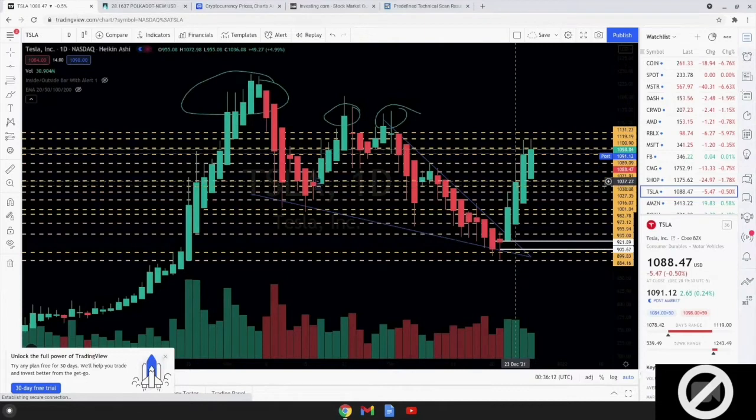And then you see here, this is where the candle closed, but it reached all the way up here within this day. So this is the next day, right? So it went up from $956 all the way to $1,070. So $121 went up in one day.